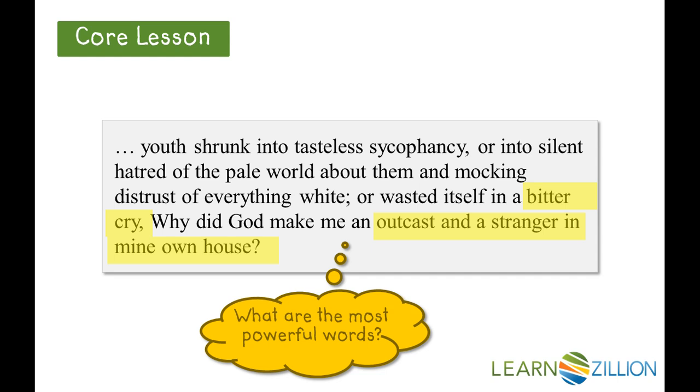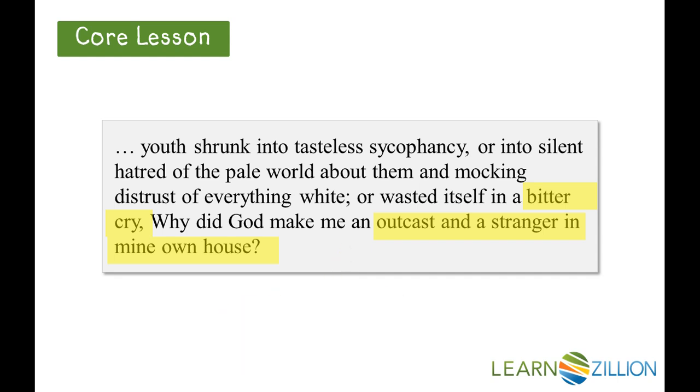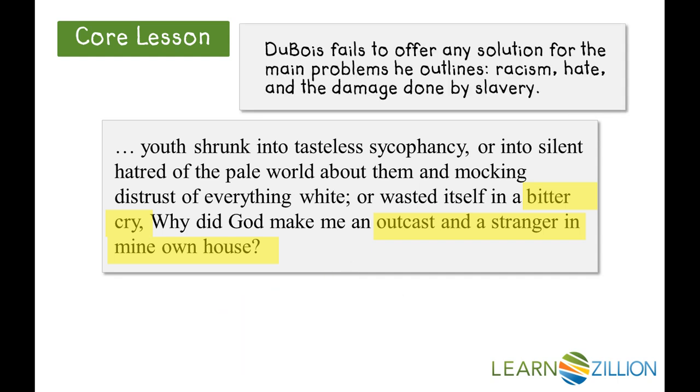But before I move on, I want to make sure this is the best piece of evidence to use to prove my point. So I'm going to compare it to the claim: Du Bois fails to offer any solution for the main problems he outlines. I'm trying to prove that the problem he is outlining is a huge problem: racism, hate, and the damage done by slavery.